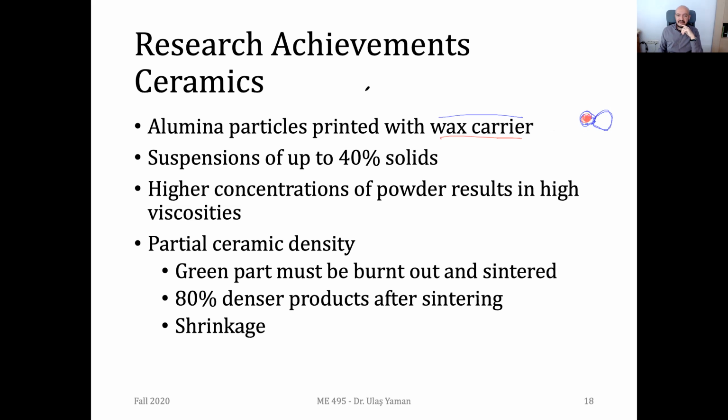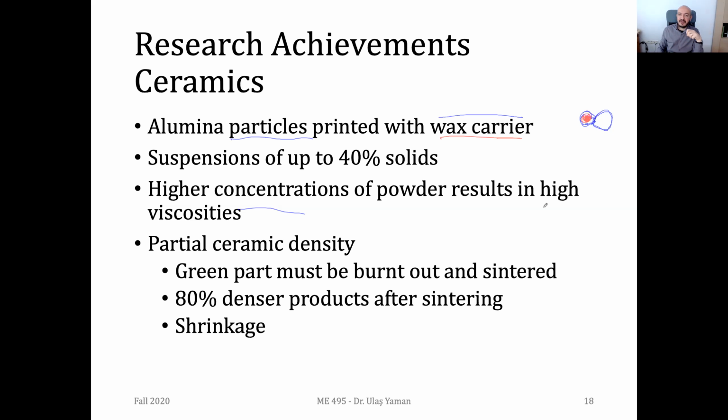The thing about it is that if you have too much carrier, then you will have lower viscosity, but a high concentration of the powder aluminum particles will result in high viscosity. So you need to balance the amount of carrier and the amount of original particles you want to have.